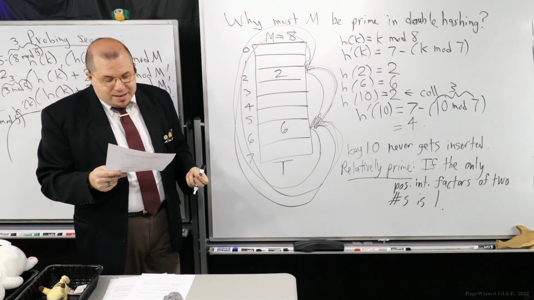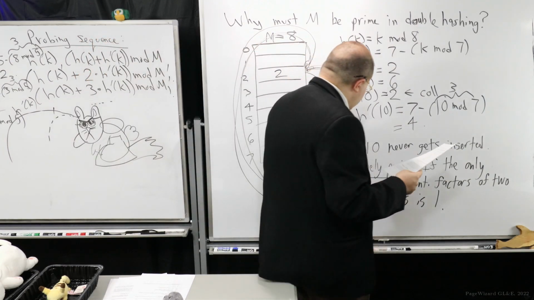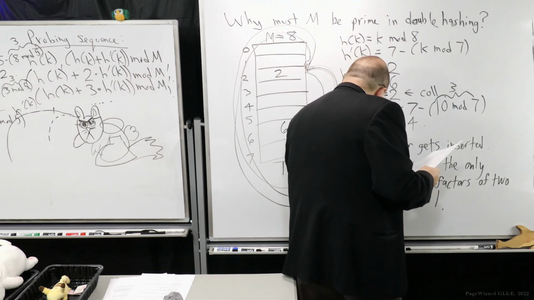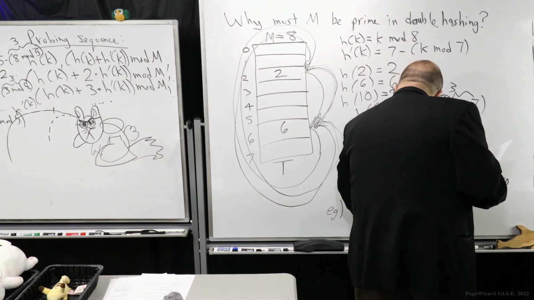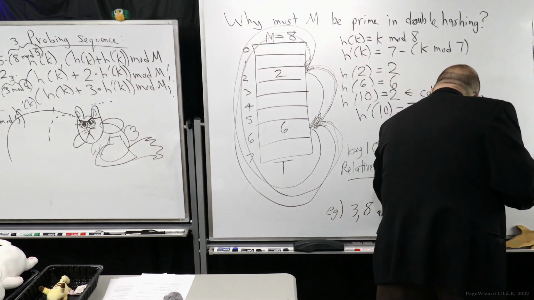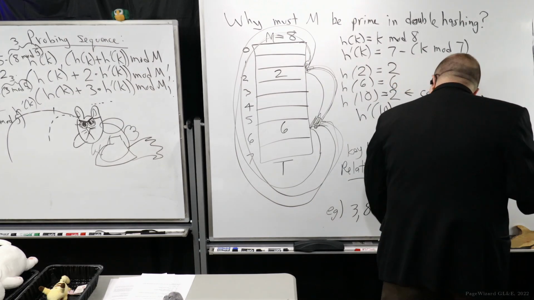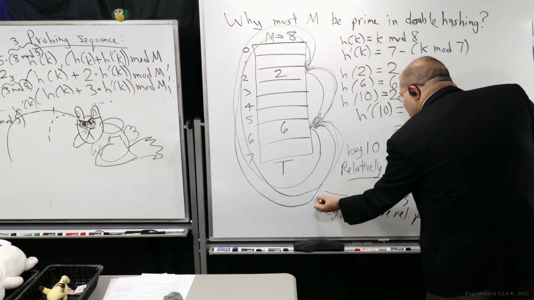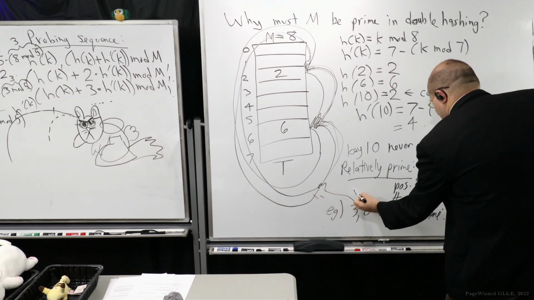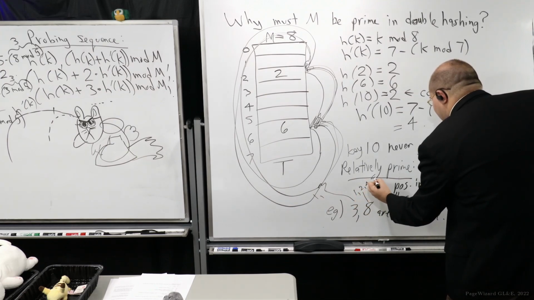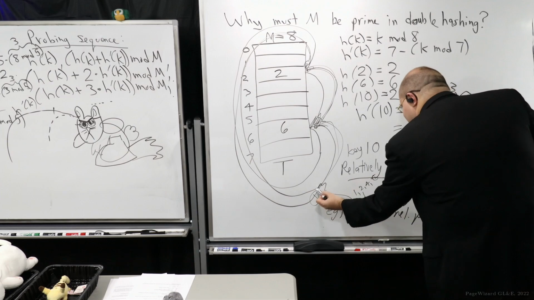Just as an example, 3 and 8 are relatively prime. This is because the divisors of 3 are 1 and 3, because it's a prime number, and the divisors of 8 are 1, 2, 4, and 8. Notice that the only one they have in common is the 1.